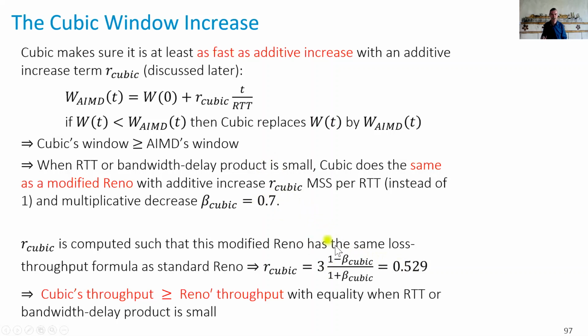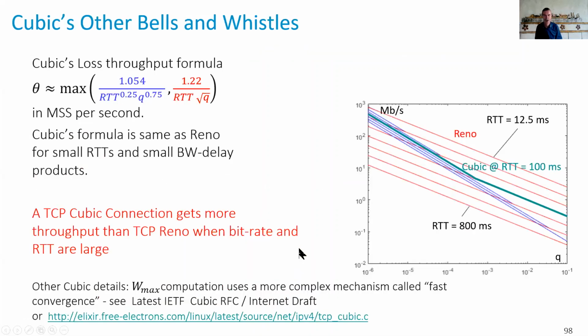of what Reno would do. So we decrease less and we increase less, such that if we were doing exactly additive increase multiplicative decrease, we would get exactly the same. Of course, Cubic wants to get more, so by this trick it will be sure that it gets at least that much. It will always get the same as Reno or more. If we did not do this, it might be an unfair comparison.